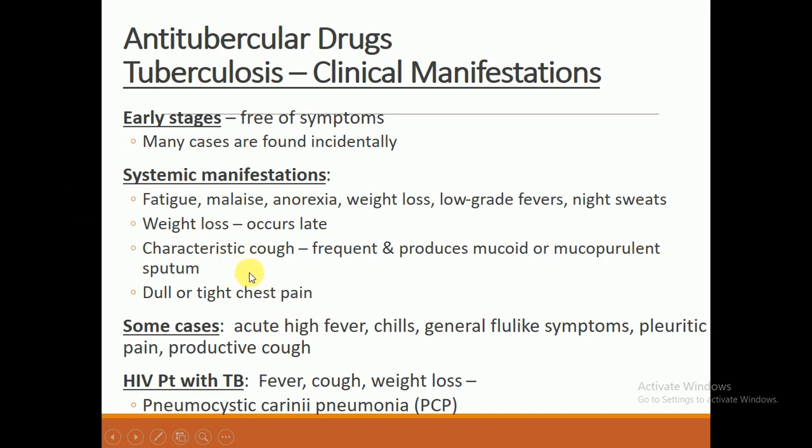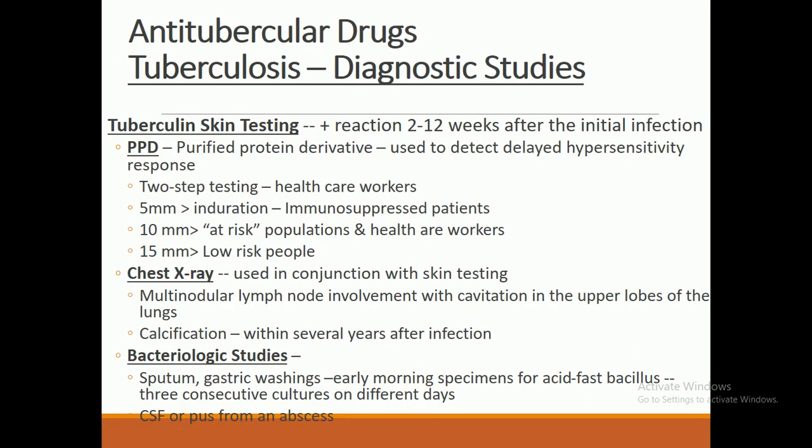The basic clinical signs and symptoms are cough, frequent and producing mucoid or mucopurulent sputum, and dull or tight chest pain. While in some cases there is acute high fever, chills, and general flu-like symptoms like pleuritic pain and productive cough. Especially in an HIV patient with tuberculosis, fever, cough, and weight loss may occur, and pneumonia may occur. This is the clinical manifestation.